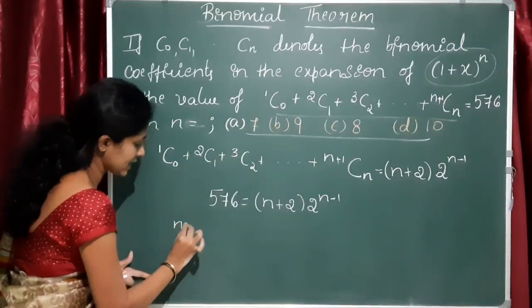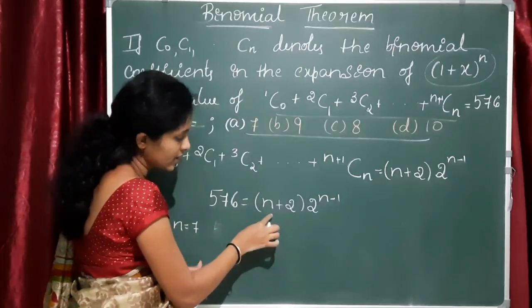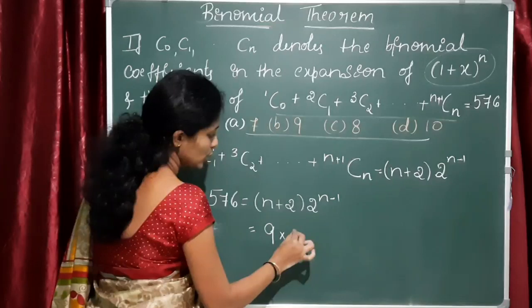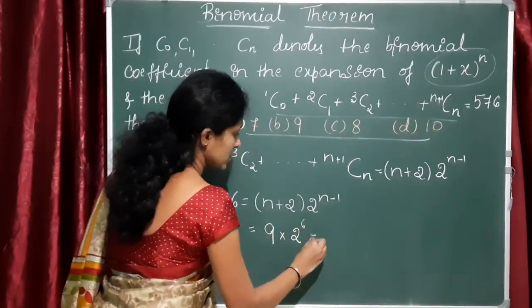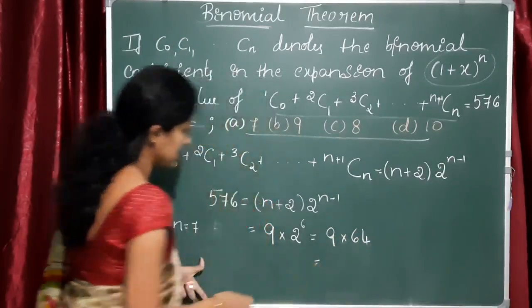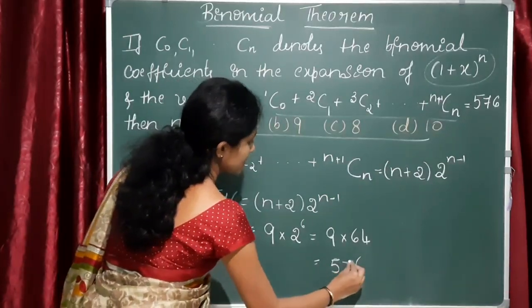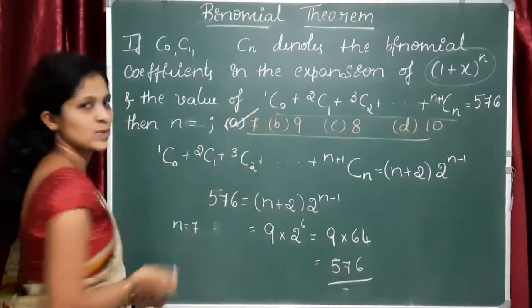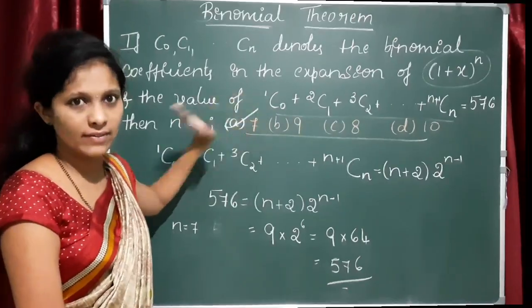So n is equal to 7, I'll check this. n is equal to 7. 7 plus 2 will be 9, into 2 to the power n minus 1, that is 7 minus 1, will be 6. So this is equal to 9 into 64. Multiply 9 into 64. 6, right? 57. So it is 576. Luckily, it is option A. So we got the answer in the first one itself. The value of n is equal to 7.